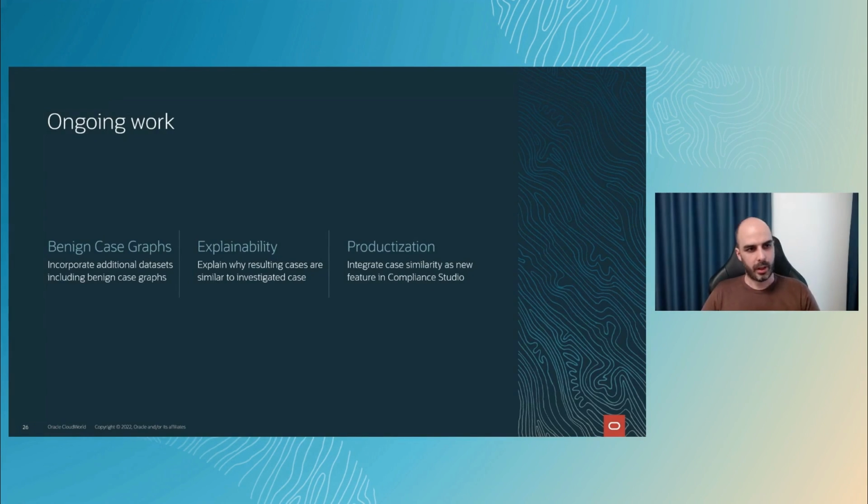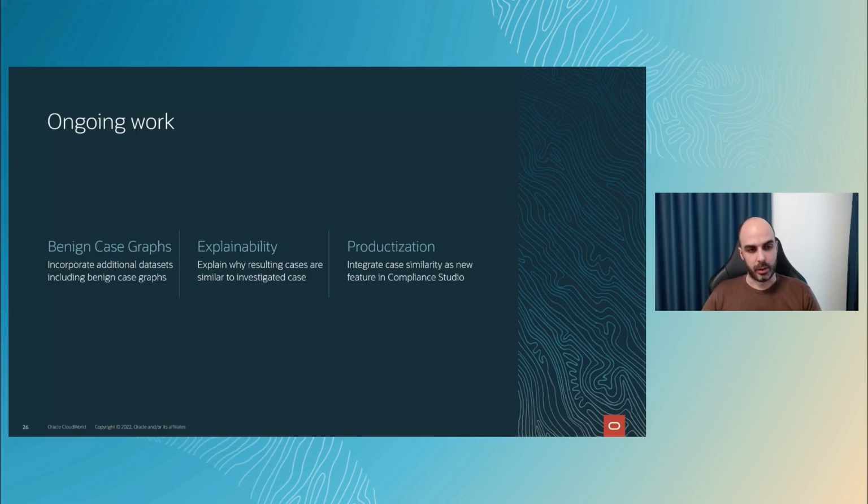So what are we currently doing? This is still a project in progress, but we are able to prove that we can find similar case graphs using the graph embeddings and the similarity search. What we have not done yet is incorporate benign case graphs into our training set, because our training set was completely comprised of suspicious activity reports, which means they're already flagged as financial crime. So that's one of the aspects that we want to improve and incorporate.